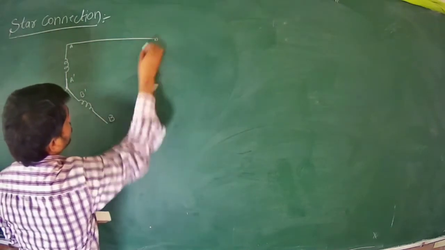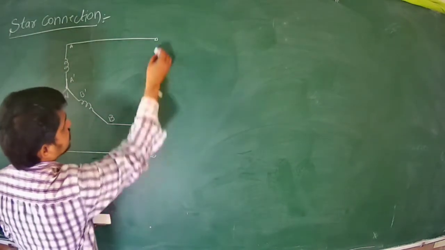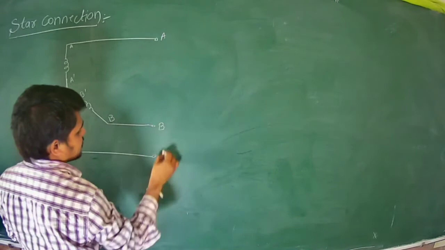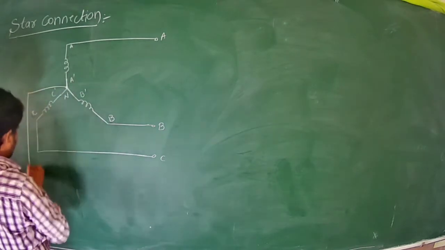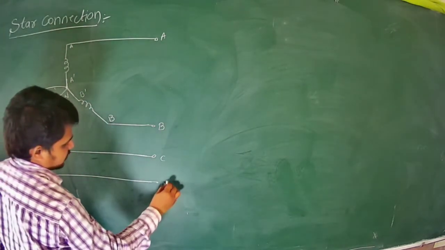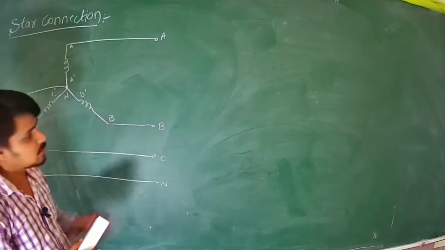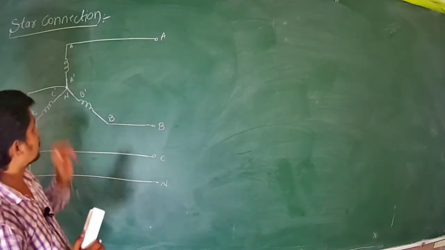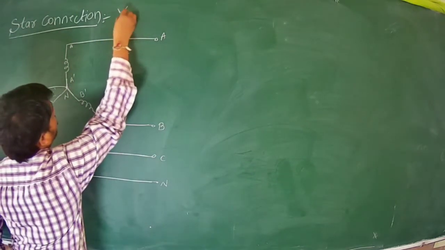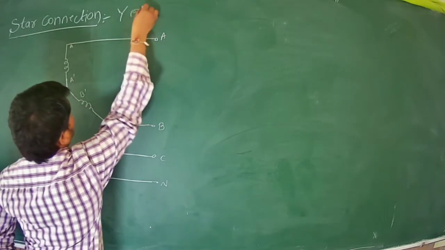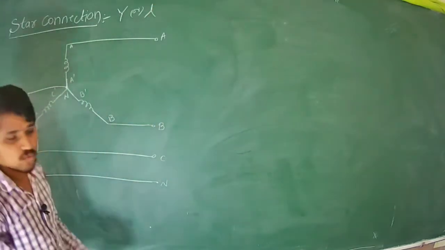So if you take the lines out, these are called the lines: phase A, phase B, and phase C. Now this line we are calling the neutral N. And this star connection is also called a three-phase four-wire system, because we have three phases and four wires. It also looks like a Y, so it is called Y connection. So this is called star connection or Y connection.